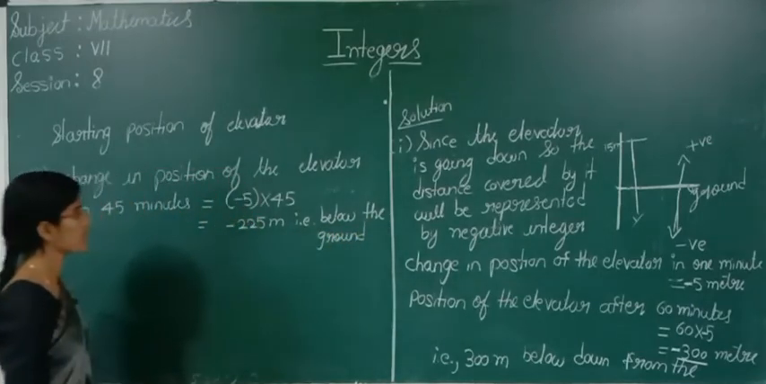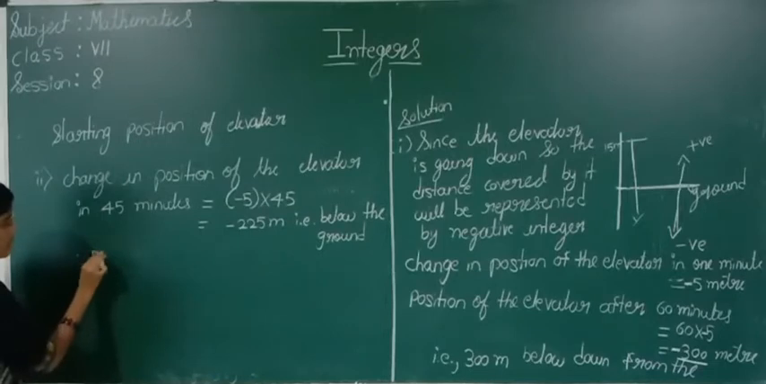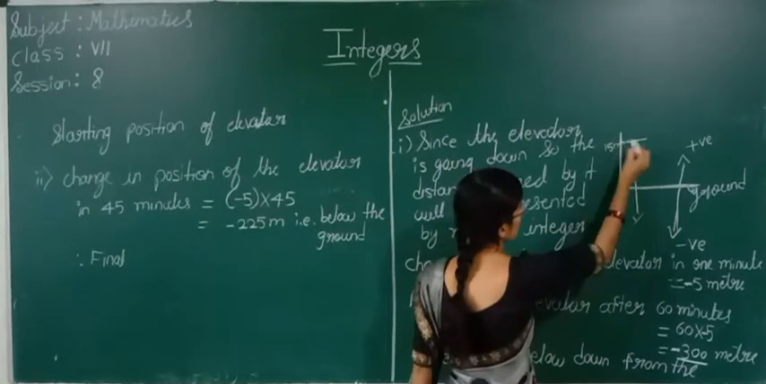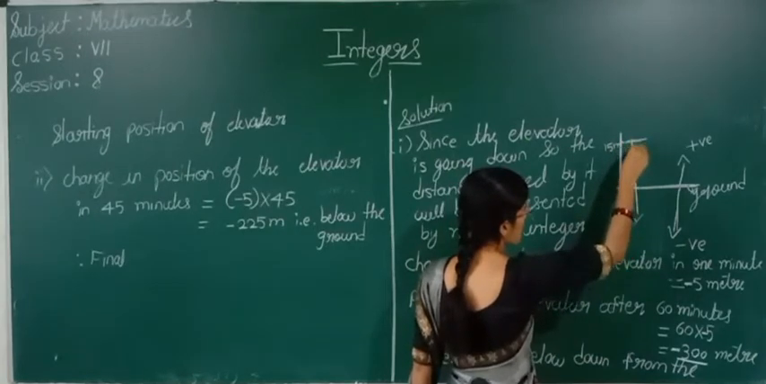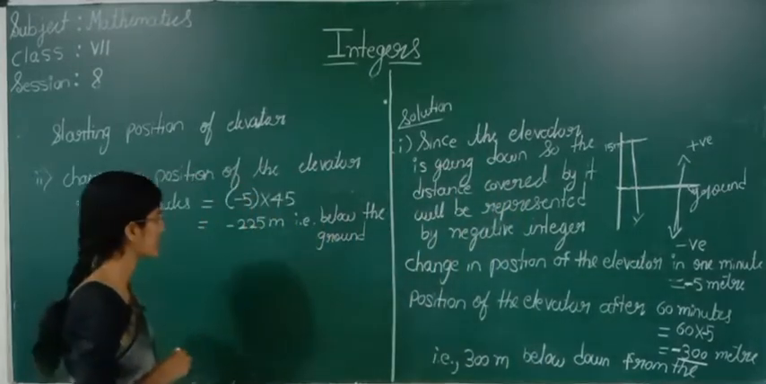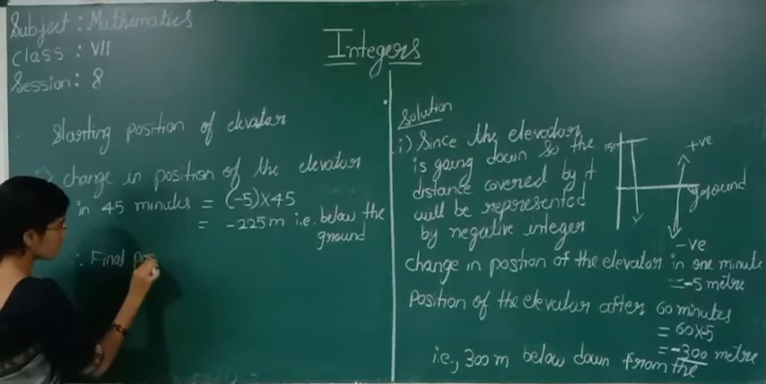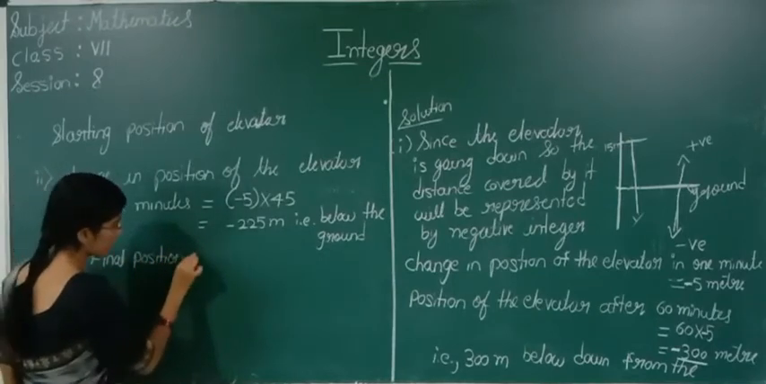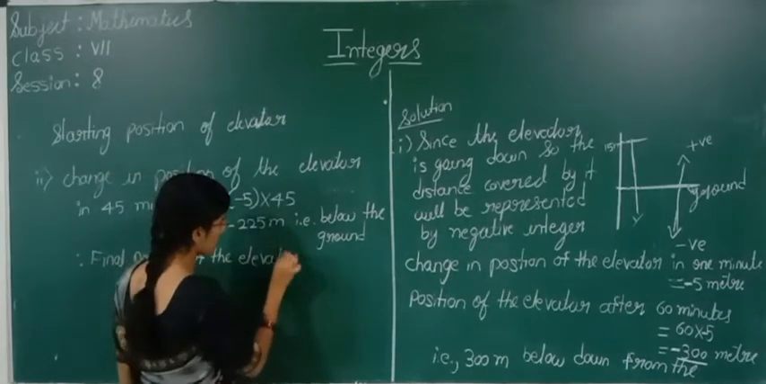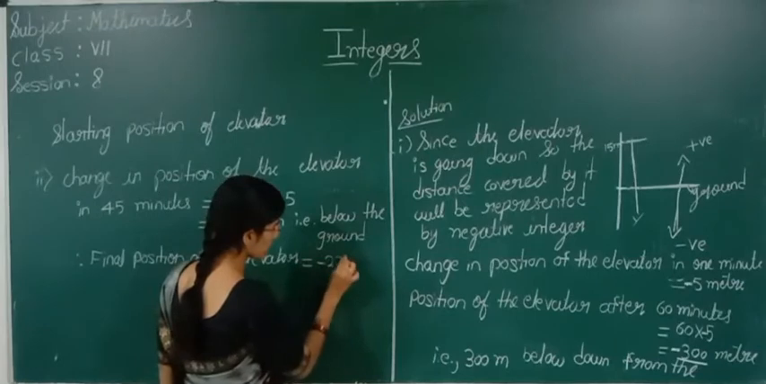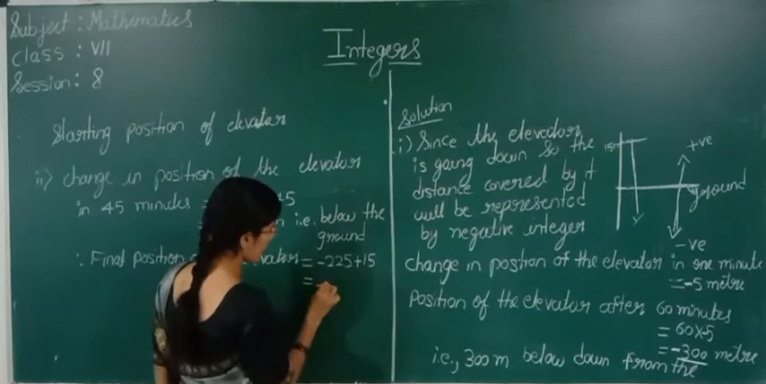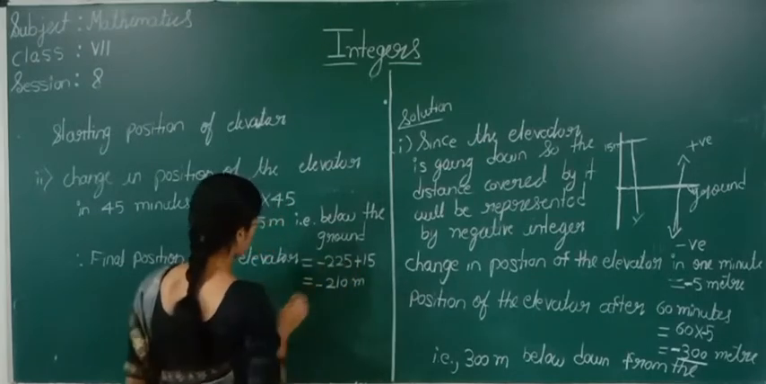Okay, now see here. Therefore, final position. What is the final position of the elevator? If it descends from 15 meter above the ground, if it starts from here, what will be its position after 45 minutes? Therefore, the final position of the elevator is equal to minus 225 plus 50. It will be minus 210 meter.